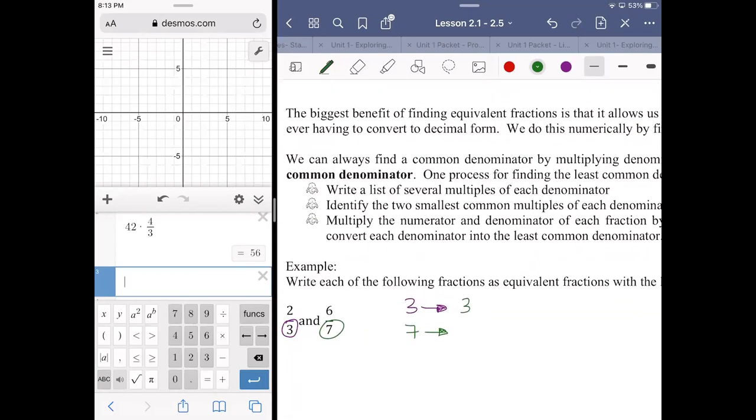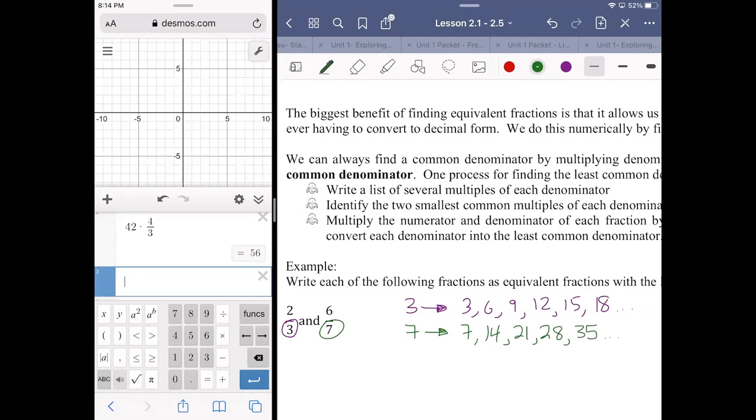So 3, 6, 9, 12, 15, 18, and so on, all right? I said several multiples. I did 6 multiples. How do I know enough's enough? I don't. I don't know until I start diving into it. All right. So for 7: 7, 14, 21, 28, 35, and so on.